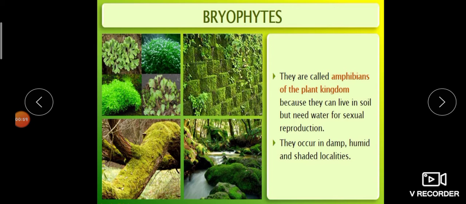Then, what are the habitats? They can occur in damp, humid and shaded localities. Look at the pictures, different localities are seen. They can be seen in damp, humid and shaded localities. So a moist or shaded region is required for the well establishment of bryophytes.